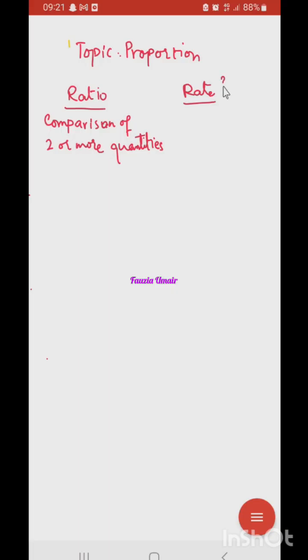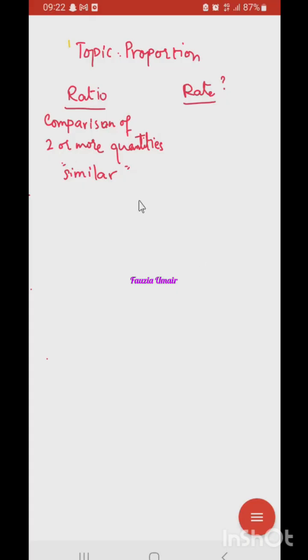Then what is rate? Hashim, is that the definition of rate or ratio? Ratio. All right, then what is the definition of rate? Rate is the same as ratio, but it does not use similar quantities.